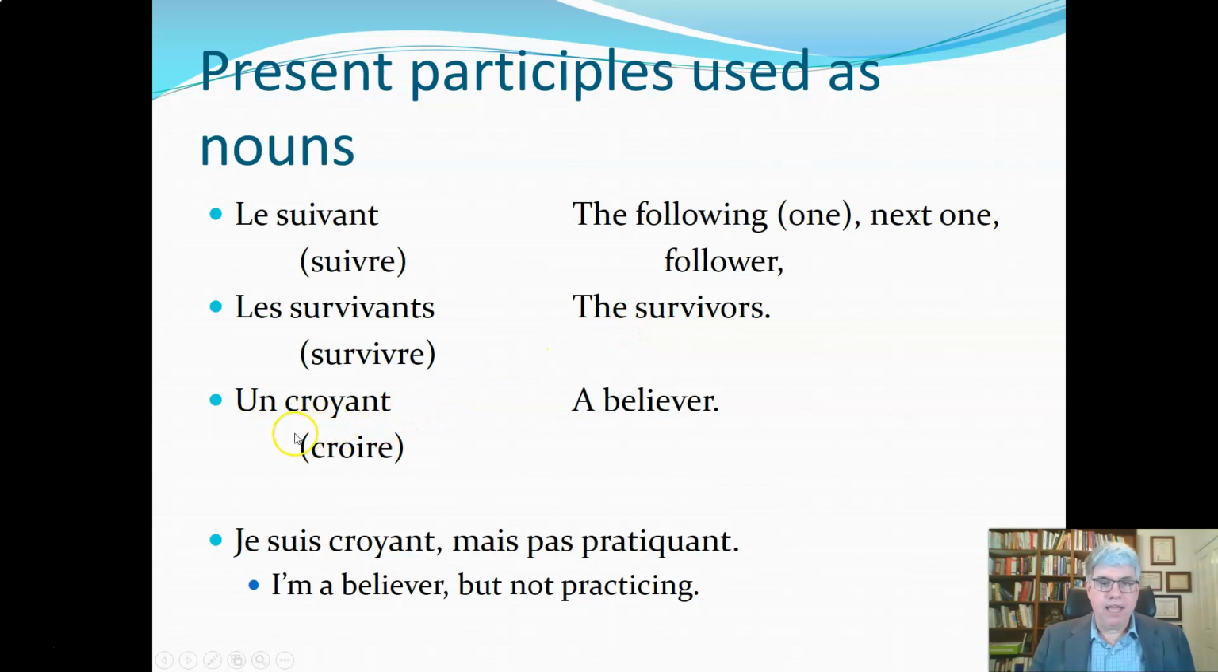Croyant comes from croire, that's the present participle. So that's a believer. A typical saying in French, how the typical French person would describe their religion: Je suis croyant, mais pas pratiquant. We've got two present participles there. I'm a believer, but not practicing.